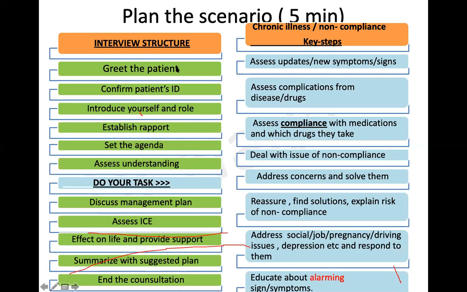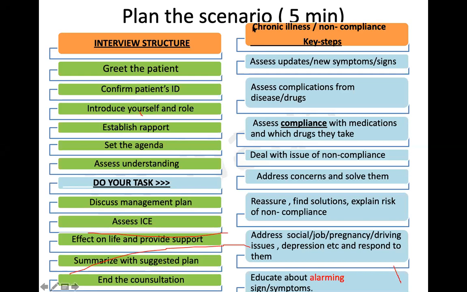So this is the interview structure which you will use for most or nearly all communication stations. But the difference is here when you do your task. So you do the introduction by these steps, then assess the understanding: what do they know about their diagnosis so far? Remember, usually the issue of non-compliance is included in a scenario where the patient has a chronic disease, because these patients need to take treatments. They need to take drugs. So usually there is a combination between a non-compliance issue and a chronic illness scenario. This is a very common example.